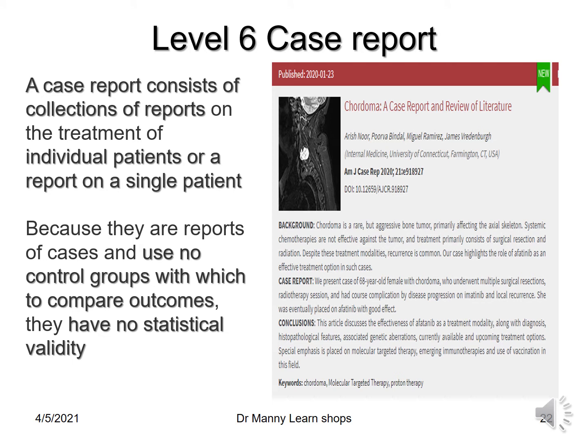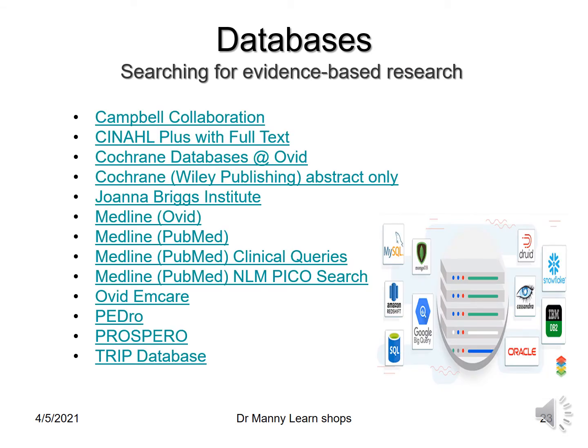Then you've got case reports, also a level 6. A case report consists of a collection of reports on a specific treatment of individual patients or a report on a single patient. And because they're reports of cases and use no control groups with which to compare outcomes, they have no statistical validity. They're just reports. There are lots of databases that you can employ in order to find evidence-based research. These are just a few. And there are many, many more.